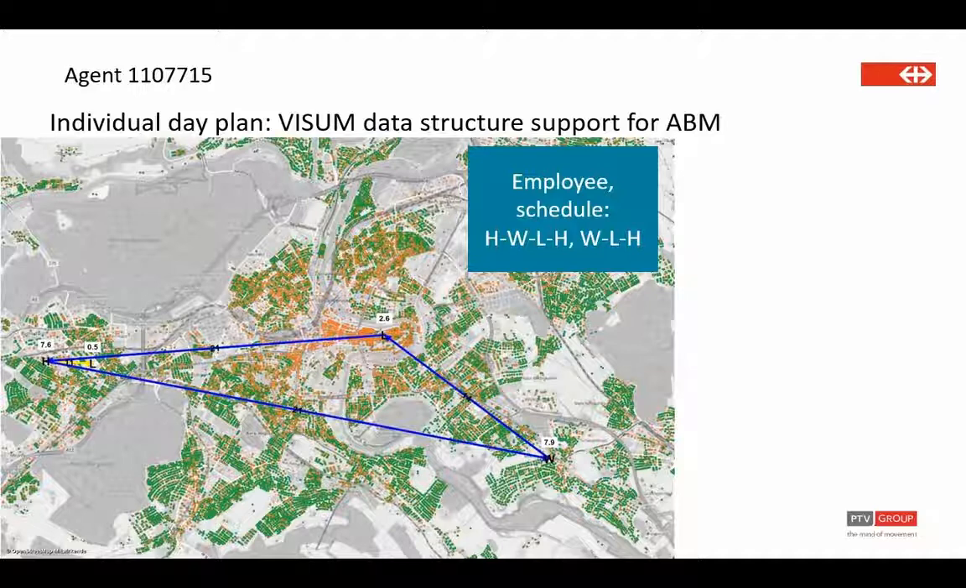Then this is what you get out of the activity-based model once the results go back into Visum. Here's an individual day plan. This is homework, leisure, home as one activity chain, and that has a sub-tour, it looks like. It has work, leisure, home, or another sub-tour that links work, leisure, home. Here you can see that this is a Visum screenshot. You can see the actual tour with its different legs.